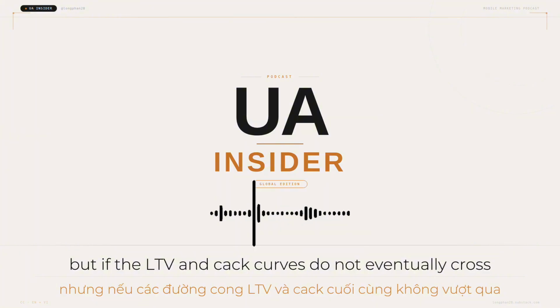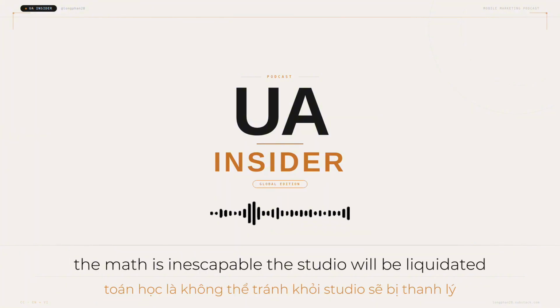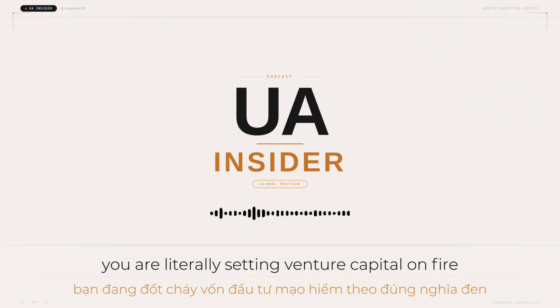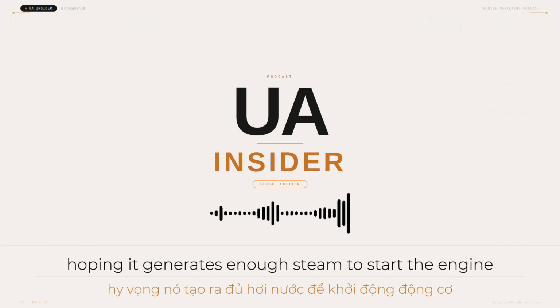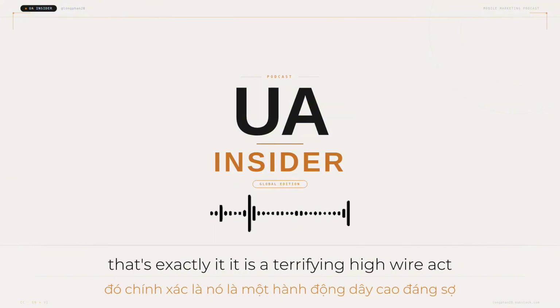But if the LTV and CAC curves do not eventually cross, the math is inescapable. The studio will be liquidated. You are literally setting venture capital on fire, hoping it generates enough steam to start the engine before you run out of fuel. That's exactly it. It is a terrifying high-wire act.